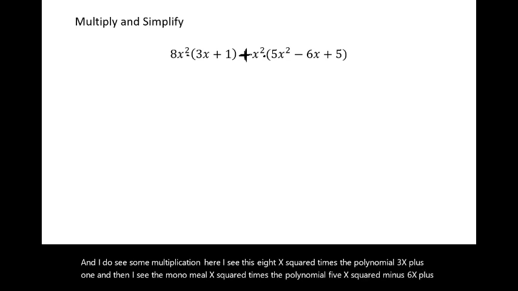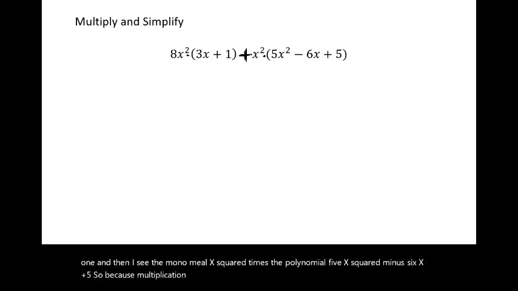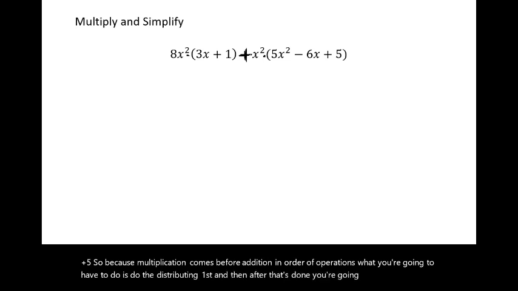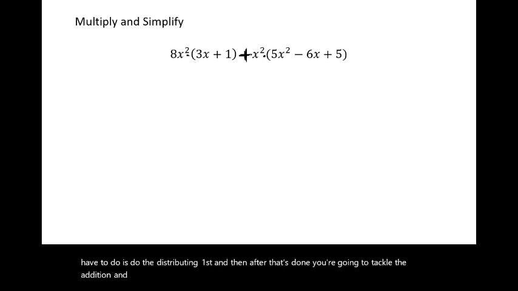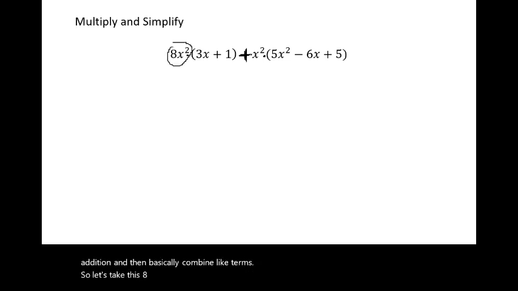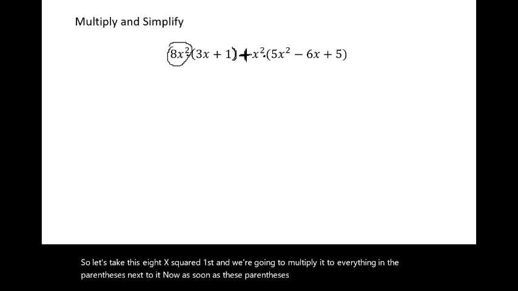So because multiplication comes before addition in order of operations, what you're going to have to do is do the distributing first, and then after that's done, you're going to tackle the addition and then basically combine like terms. So let's take this 8x squared first, and we're going to multiply it to everything in the parentheses next to it. Now, as soon as these parentheses stop, you stop distributing 8x squared.